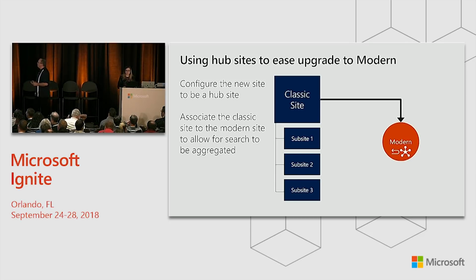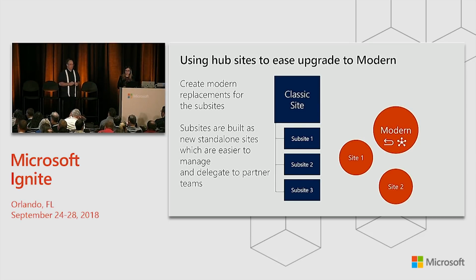The next thing we do is create the replacements. So these are the plucking the grapes from the vine. We build those standalone sub-sites, standalone associated sites, future associated sites. And then once the content is done, we cut over.